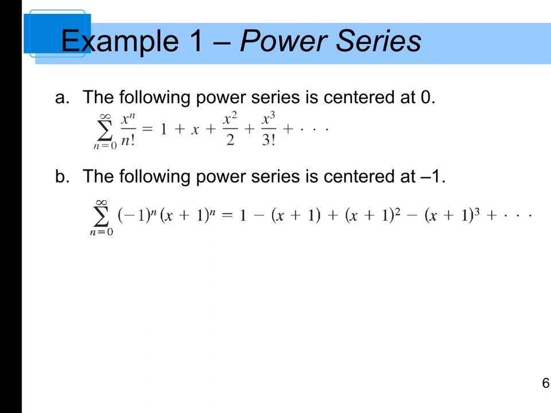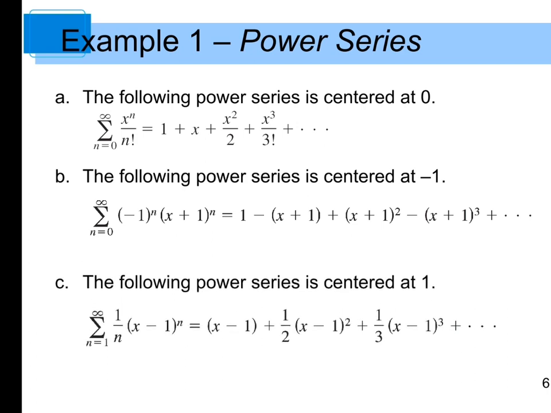The following power series is centered at negative 1: the summation of n equal to 0 to infinity of negative 1 raised to n times x plus 1 raised to n, equal to 1 minus x plus 1, plus x plus 1 squared, minus x plus 1 cubed and so on.